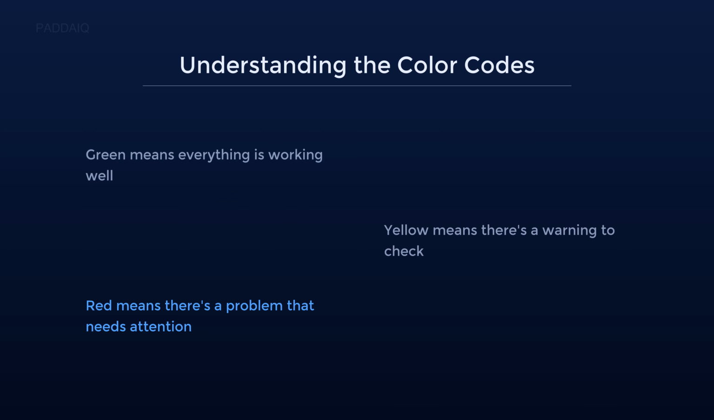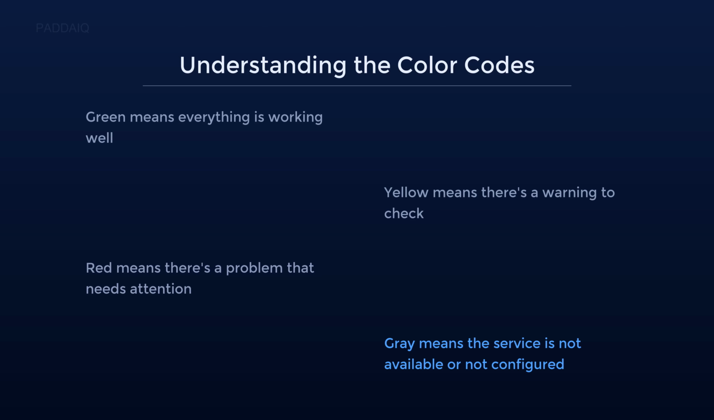Red means there's a problem that needs attention. In simple terms, it is a visual alert indicating something is wrong and requires action. For example, if your application's health dashboard shows red, it might mean the service is down and needs restarting. Always prioritize addressing these red indicators promptly to maintain system stability.